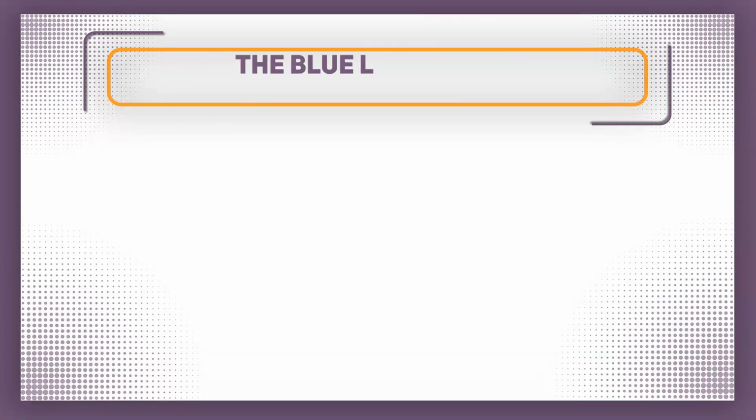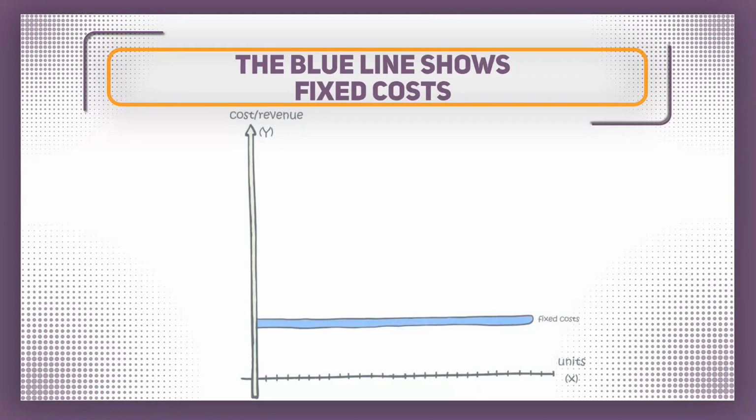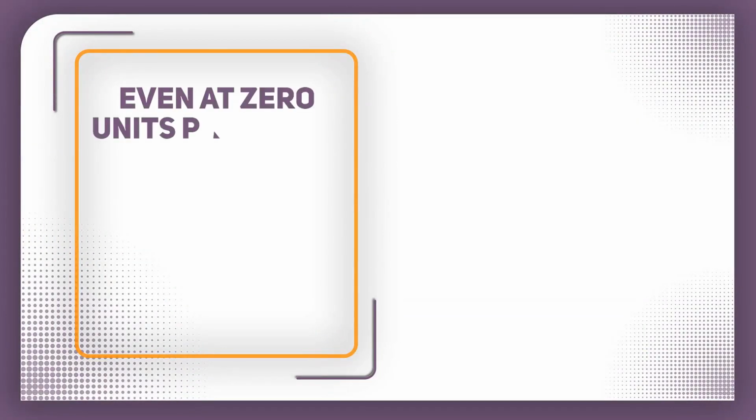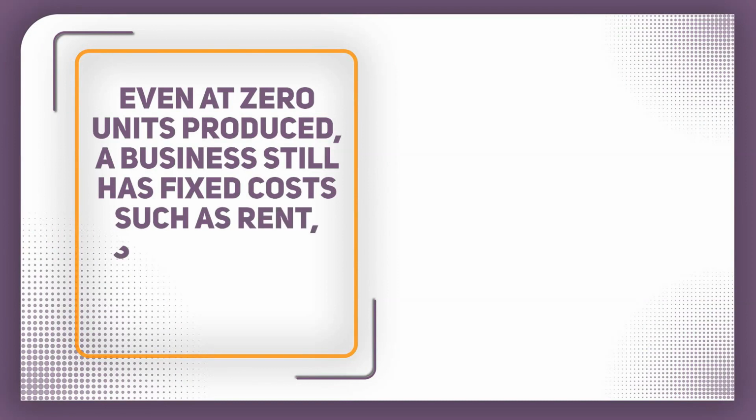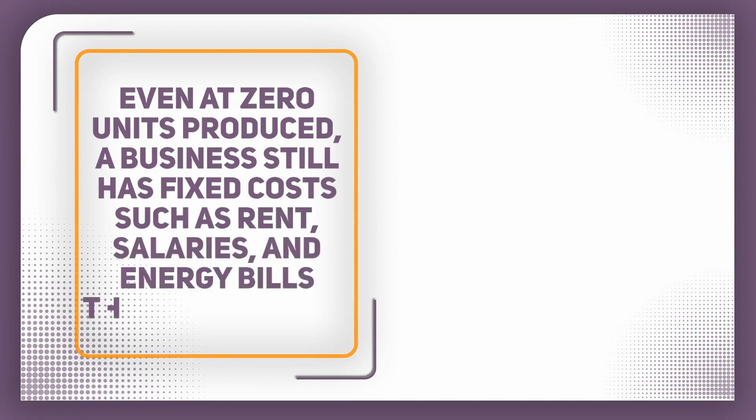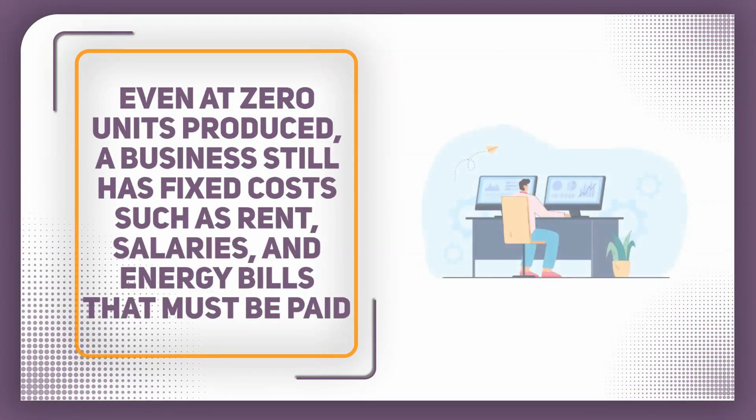So, the blue line shows the fixed costs. You'll see that this line is completely horizontal. It's not going up and it's not going down. And that's because, as you probably already know, fixed costs do not change with the level of output, with the amount produced or sold. Even at 0 units produced, a business still has fixed costs, such as rent, salaries, and energy bills that must be paid.